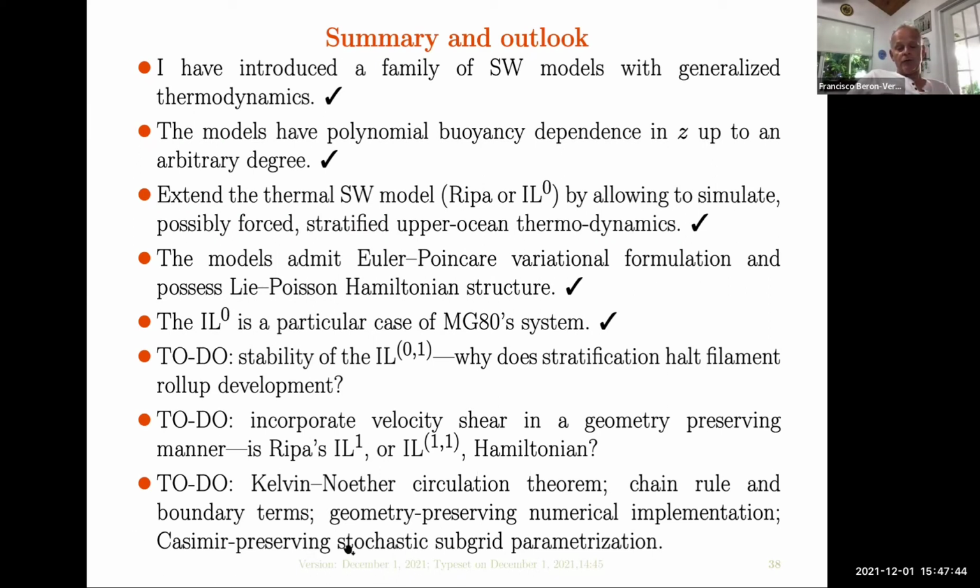And the idea of using the system to investigate parametrization development, I mean subgrid parametrization, in a way that is consistent with the Hamiltonian structure. There's a way to preserve the Lie-Poisson structure of a model that was proposed by Darryl Holm, and that is something that I find of interest, and I hope to be looking at that soon. So thank you for your time.